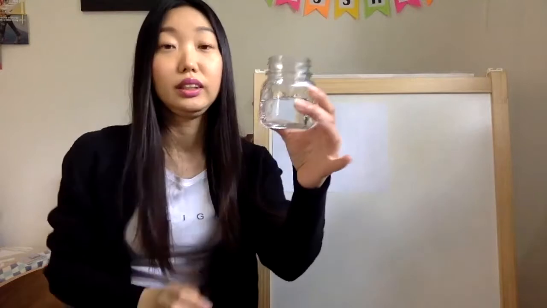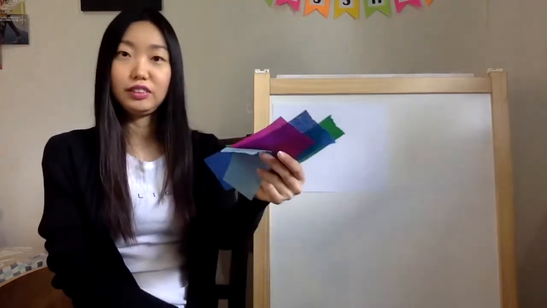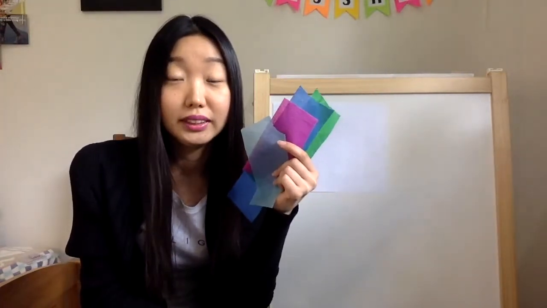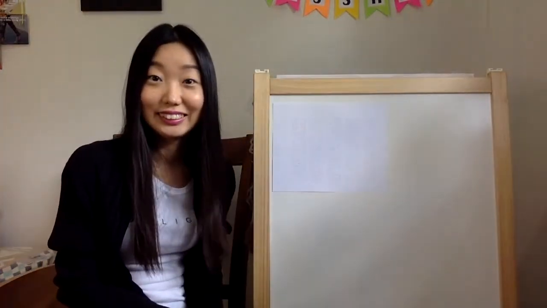So I have a little container of water. And we will need a tissue paper. Not a thick paper, thin tissue paper. But this is a little different from the regular tissue papers. These are called bleeding tissue papers. Bleeding tissue papers have more pigments in it. So yeah, make sure that you have bleeding tissue papers in different colors. And that's all we need. Okay, so if you have all the materials ready, you can do the activity with me now.